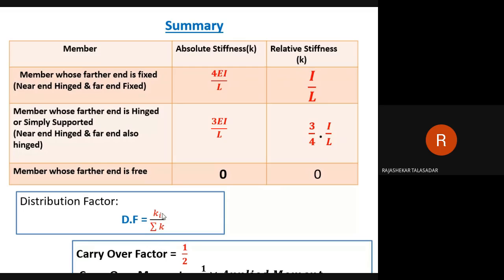You know that distribution factor is equal to K by sigma K, where K is the relative stiffness and sigma K is the sum of the relative stiffness of the members meeting at the particular joint. You know that the carryover factor is 1 by 2, that is 0.5. Carryover moment is 1/2 of the applied moment, and its direction is the same as that of the applied moment. Means if it is clockwise, the carryover moment is also clockwise. If the applied moment is anti-clockwise, the carryover moment is also anti-clockwise.